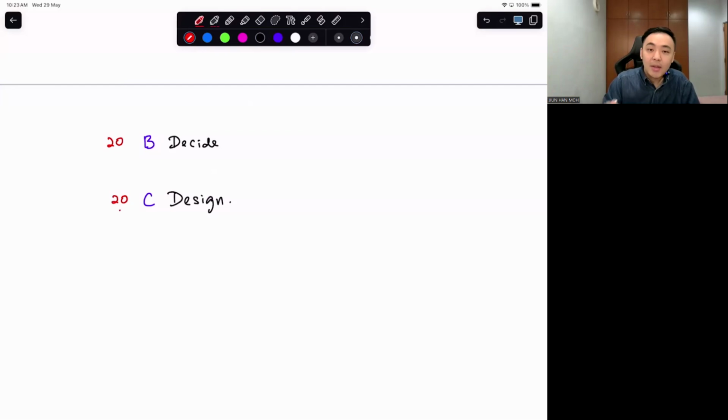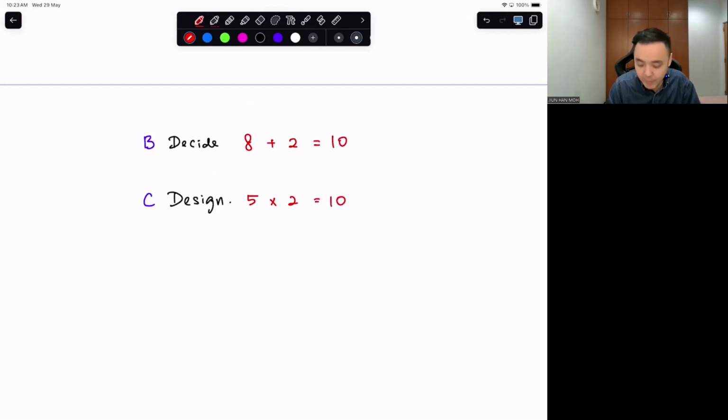Now, same thing here. The 20 marks will break down. So the actual essay that you have to do, for decide, will be worth 10 marks. And then for design, also 10. Now, how do you get the 10? For decide, it's going to be 8 plus 2. That's why 10. But for design, it will be 5 times 2. That's why 10. I'll explain later. Let me go through first. So over here, you follow first 10, and this one also 10.